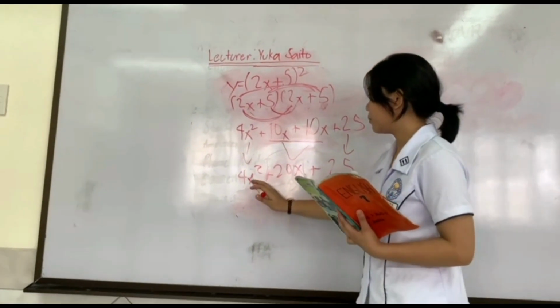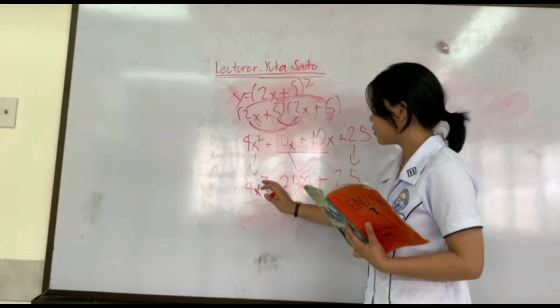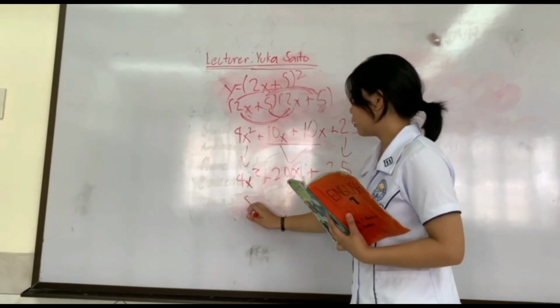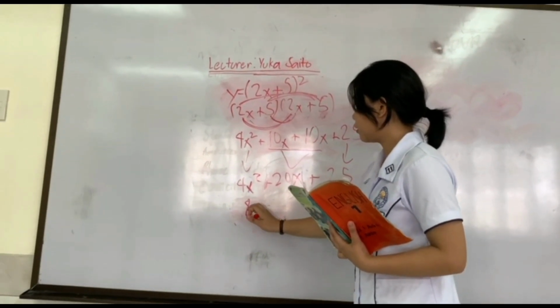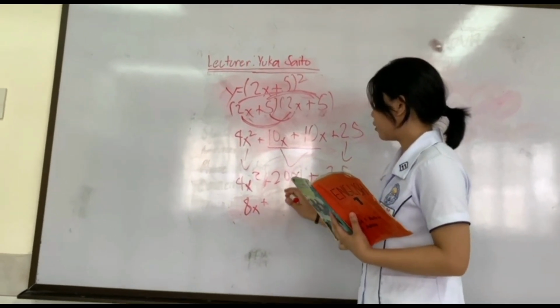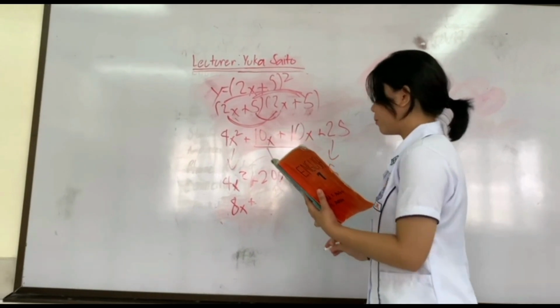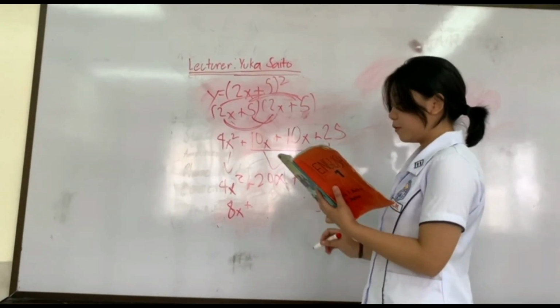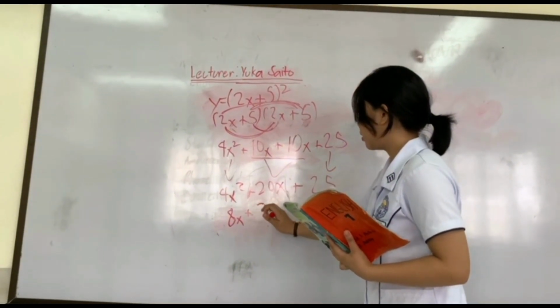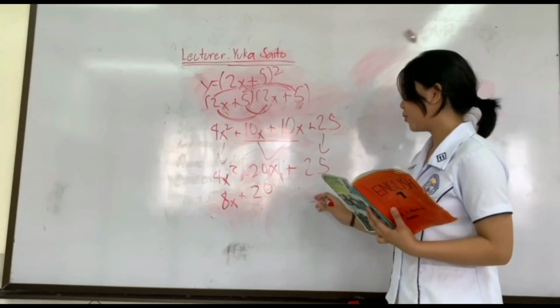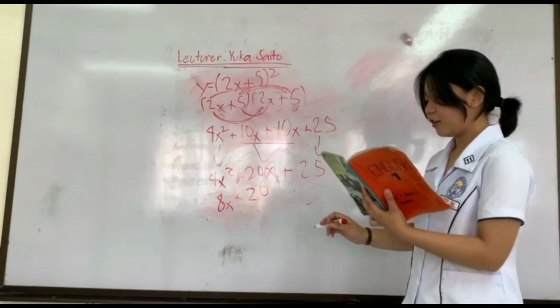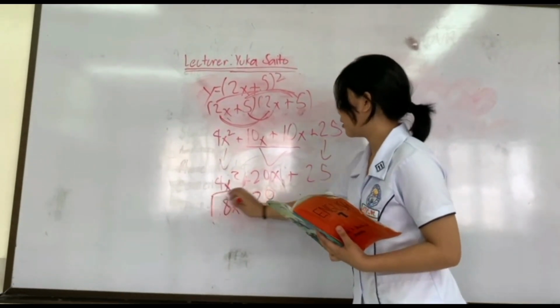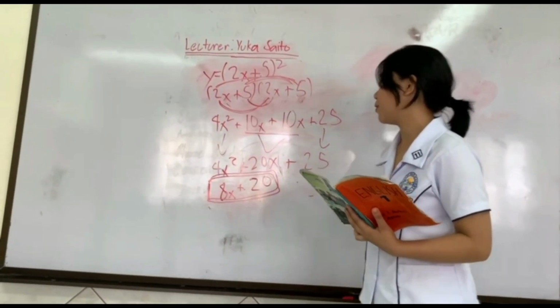So first we're going to multiply 4 times 2, which is 8x. And then we're going to multiply 20 times x, because the exponent of x is 1. So 20 times x is 20. And we're going to cancel the constant. And then the final answer is this: 8x plus 20.